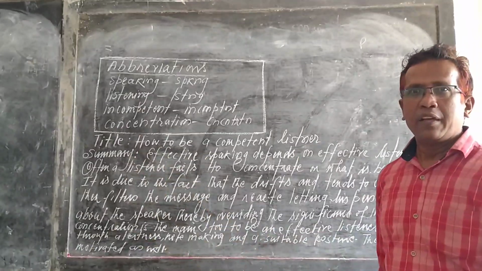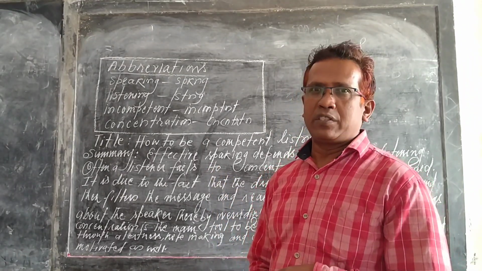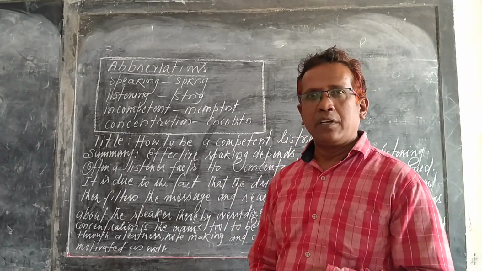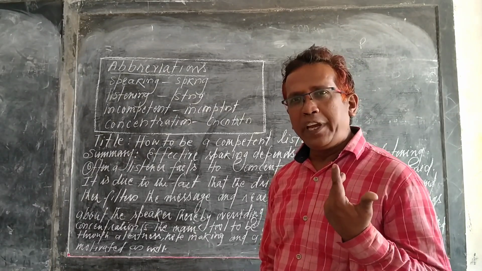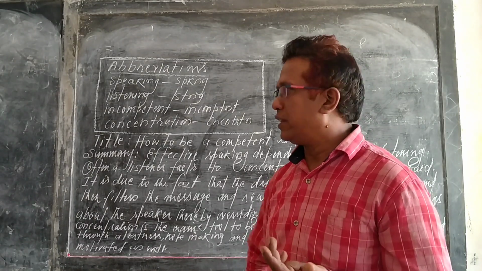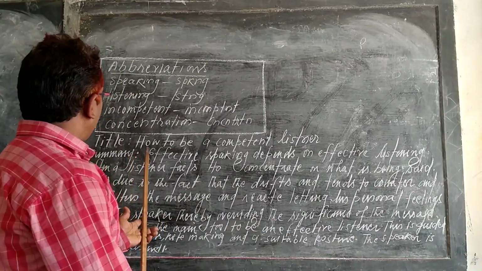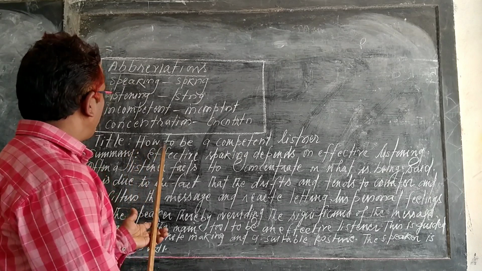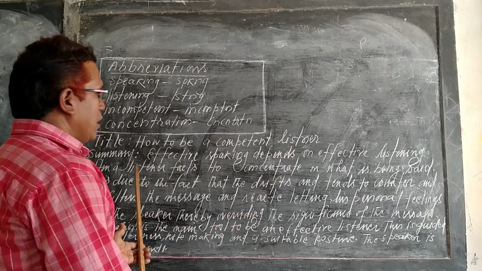Now summary. Summary should be not more than 80 words in your board examination. There would be the limitation of 80 words to make a passage. Now we are coming into the summary section. Before starting summary, once again we are going to read the title, How to be a competent listener.